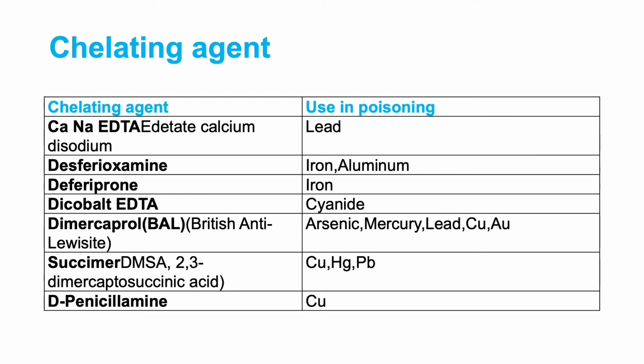Now, chelating agents are used in many types of poisoning in the emergency room or in medicine wards. You can see here lead, iron, aluminum, cyanide, arsenic, mercury, copper. For all these things we have chelating agents that can treat these types of conditions. We are not discussing details of this type of treatment here. We are discussing mainly the radiological features of acute poisoning.